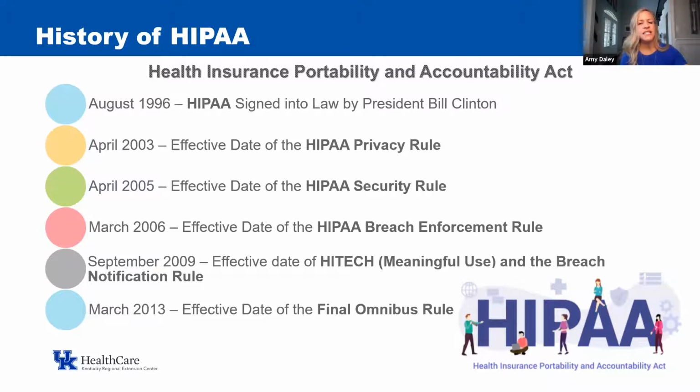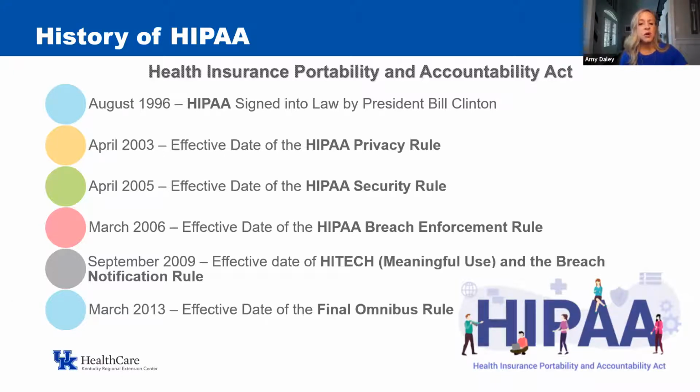Then the next rule that came about was the HIPAA security rule. The HIPAA security rule specifically dealt with ePHI, electronic protected health information, and it laid down the security safeguards which we should use to protect all of our PHI.